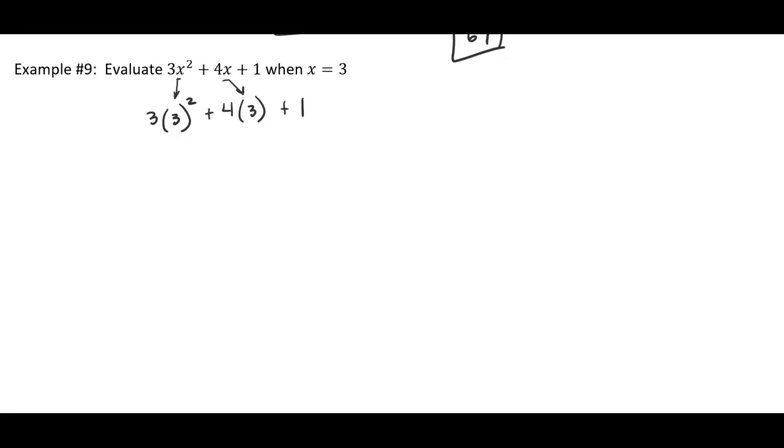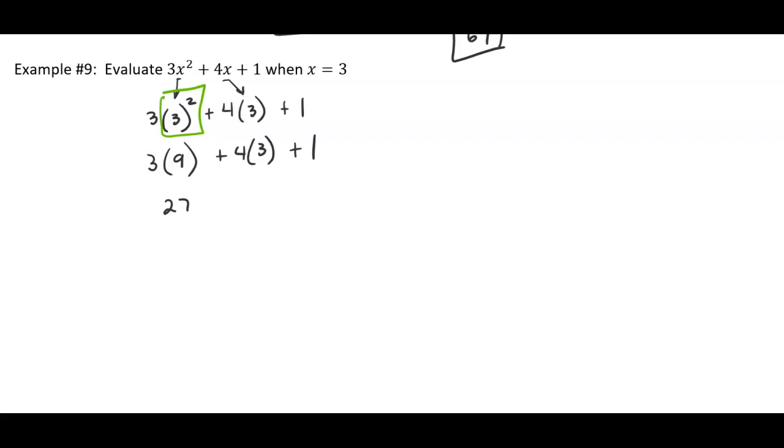All right, so we're going to do the exponent first. In fact, I'm going to put a little box around it. The exponent part is that. The multiplication part is then going to be times 3, so we want to do 3 times 3 squared. 3 squared is 9. 3 times 9 is 27. And then plus 4 times 3 plus 1.